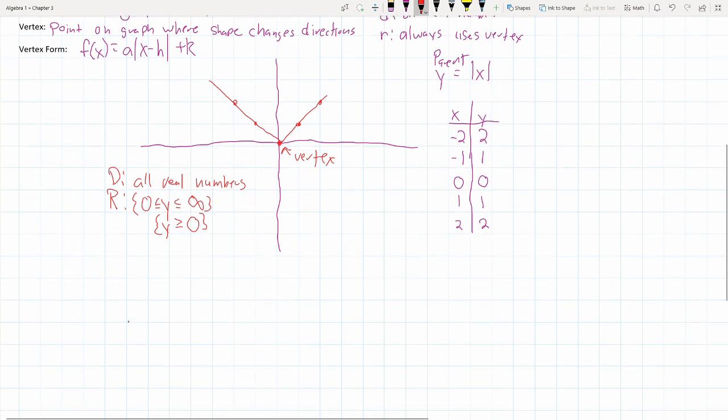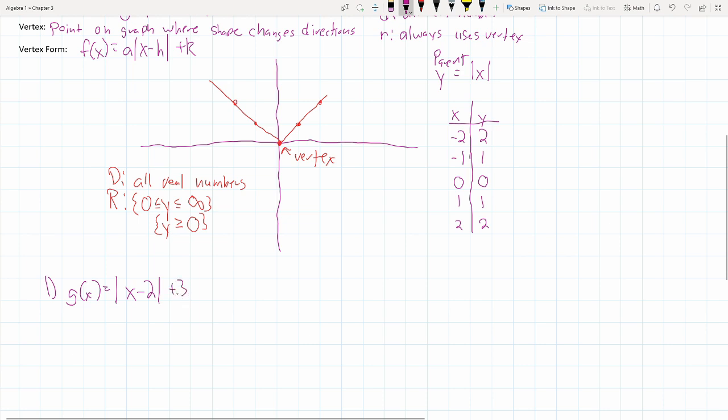All right. What we're going to do is talk a little bit about what are called transformations. The transformations are how much this has changed when we're looking at it. The way we look at this is we utilize that vertex form. So for number 1, let's just write it out first. g of x equals the absolute value of x minus 2, plus 3.